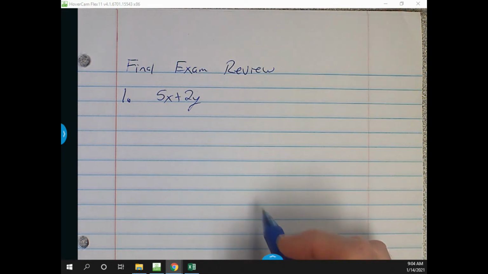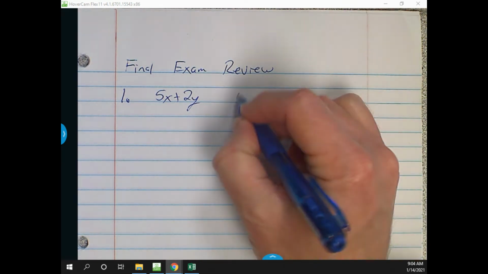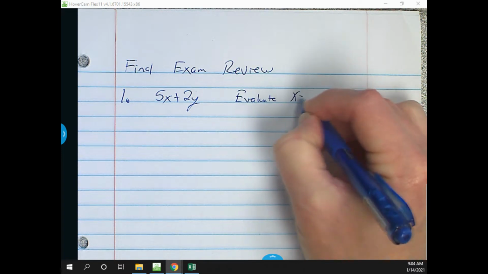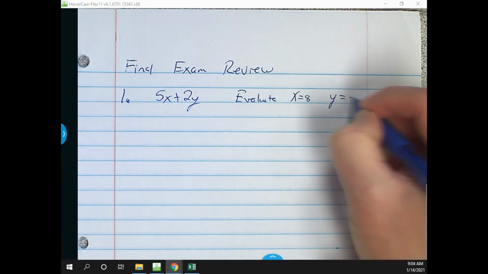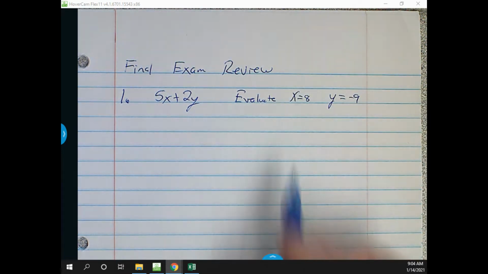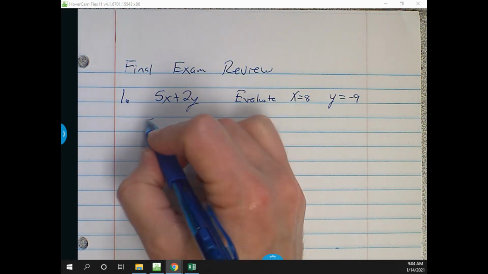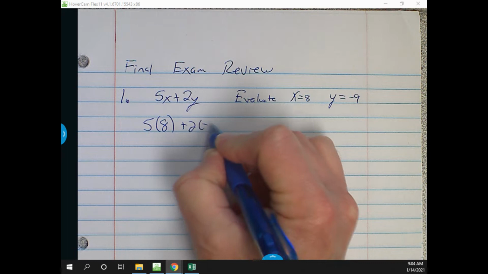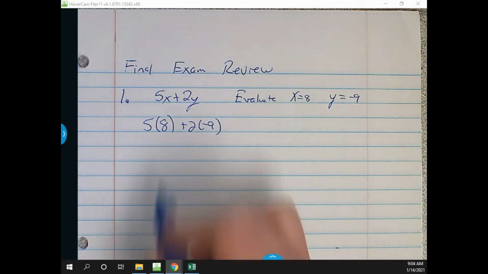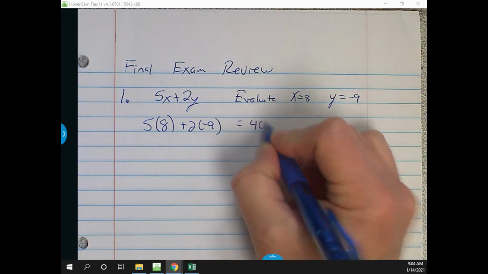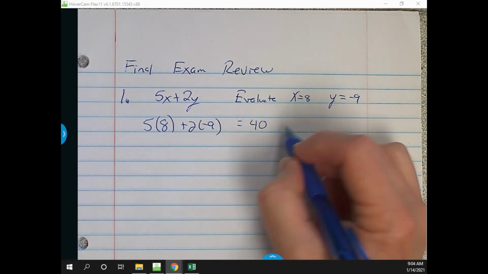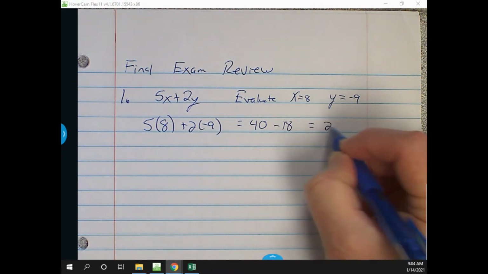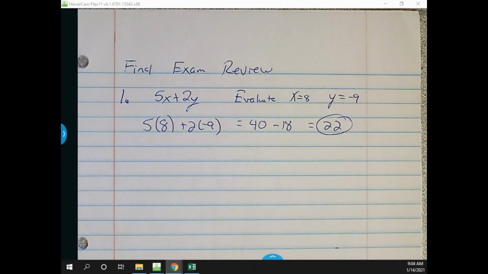So this one gives you an expression here, and it says evaluate this one for x equals 8 and y equals -9. So just take those numbers and plug them in. And again, if you ever aren't sure when you plug in a number, just put it in parentheses. So now it's 5 times 8, which is 40. 2 times -9 is -18. And 40 minus 18 is 22.